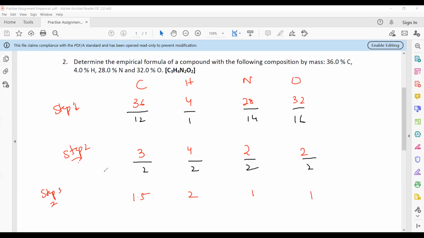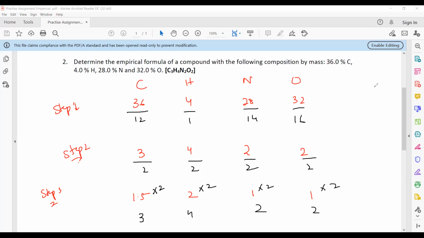Now, step 3, we want all the ratios in whole numbers. But one of the values is 1.5. So if any one of the values is 1.5, 2.5, 3.5, what do we do? We multiply all of them by 2. So we multiply all of the numbers by 2. So this will turn out to be 3. This will be 4. Then 2 multiplied by 1, 2, and then 2.